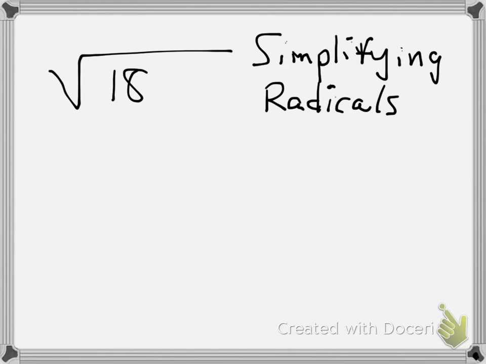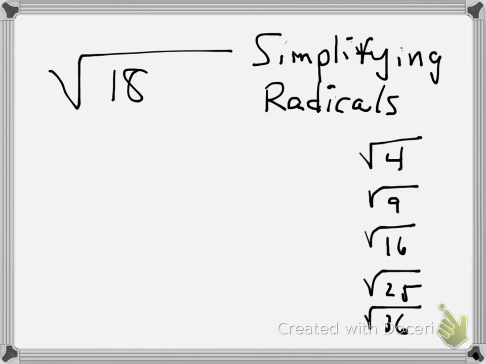So we're going to be looking at, in this case, the number 18. I have to look at what perfect square factors are in the number 18. Over to the right here, we see a few perfect square factors that we can pull out. We can look at, does 4 go in 18? Does 9 go in 18? Does 16, 25, 36, and so on? We can look at all these perfect square factors we know, and see which one of those are in 18.